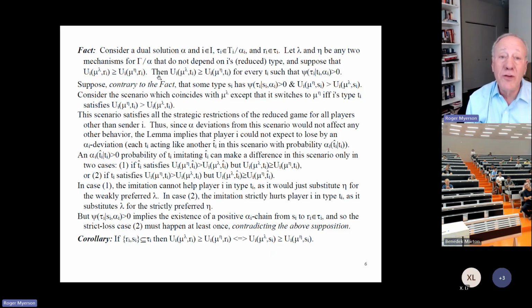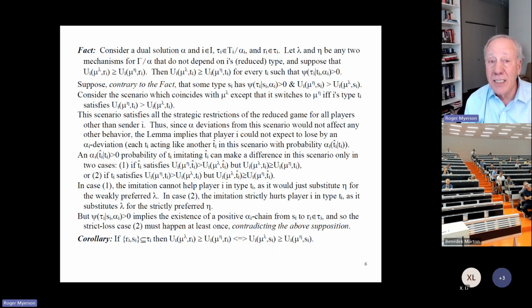Consider two mechanisms for the reduced game, lambda and eta, that don't depend on I's reduced type. That's what you get when I makes some report to the mediator and then shuts up. Lambda and eta represent two different things that could happen in the reduced game mechanism after I has reported his type. Supposing type Ri weakly prefers lambda over eta, then any other type that has a positive probability of coming into the tau I, that reduced type must also have the same weak preferences.